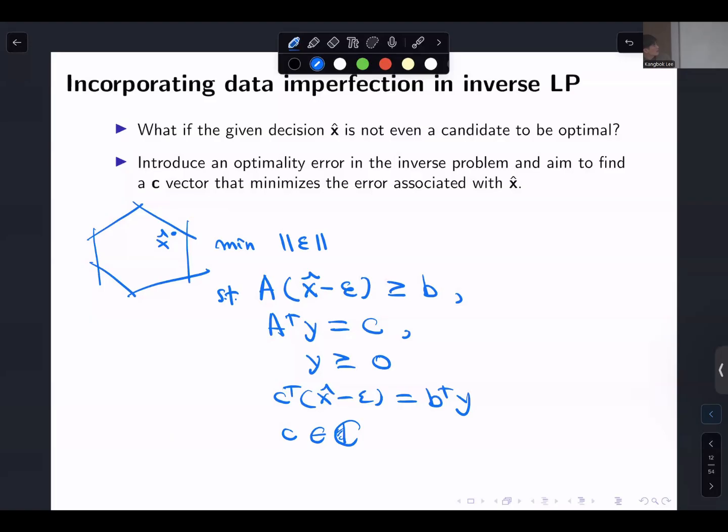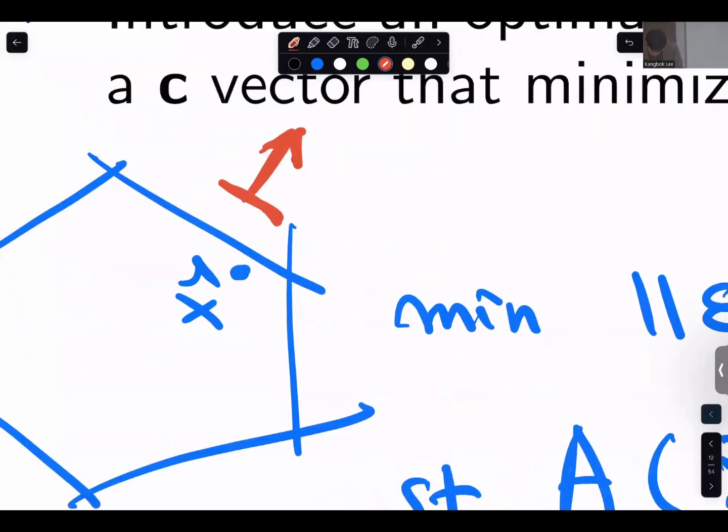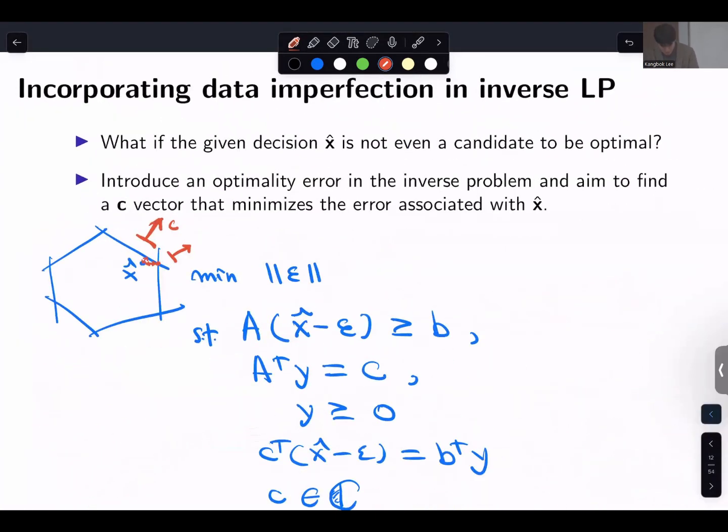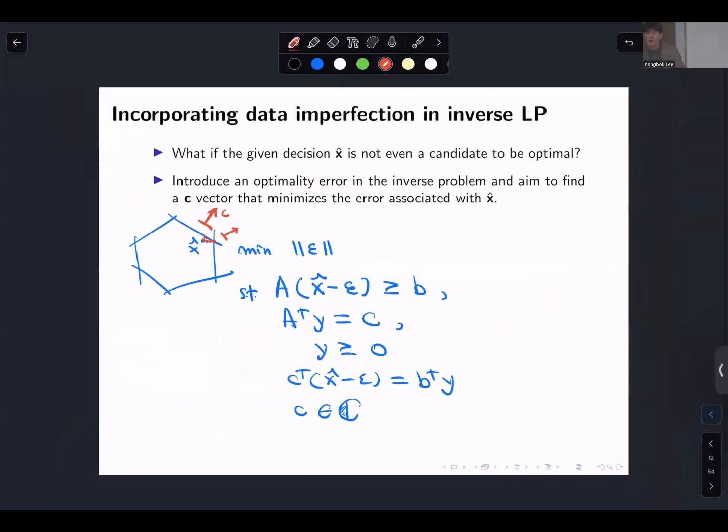Now, if I solve this problem, what would be the C vector that my inverse problem will give me that makes that solution as optimal as possible? It is probably this guy that is perpendicular to that hyperplane, that face of the polyhedron. Why? Because when you actually solve the forward problem with this vector, there's this distance between the given solution and what can actually be optimal with respect to this C vector. That is the smallest distance that it can achieve. If you gave me this C vector, then your optimal solution is going to be here, and therefore there's going to be this much of difference, et cetera. Okay? Any questions?